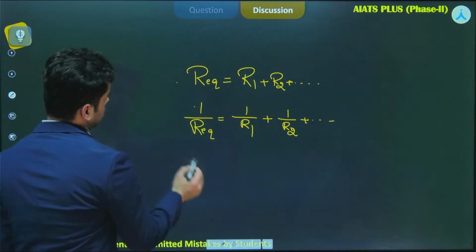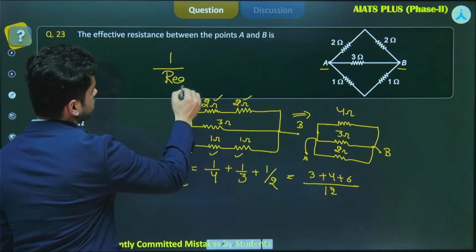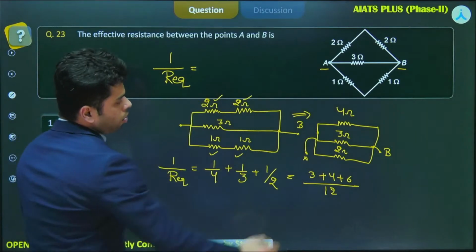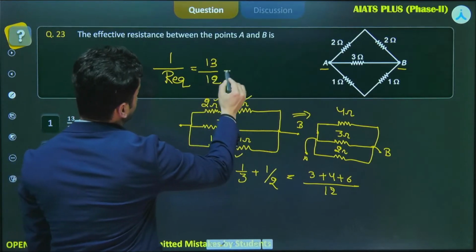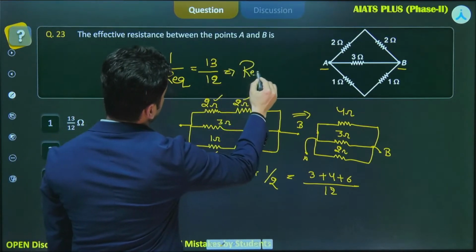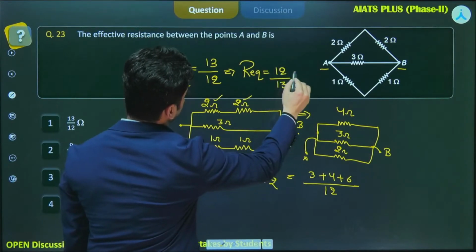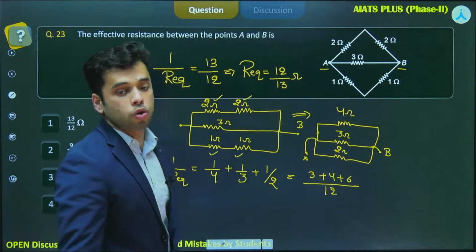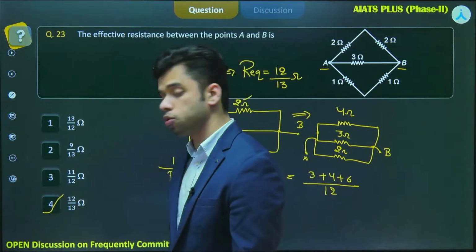Okay, so let me solve it over here. So 1 over R equivalent, as you can see, is coming out to be equal to 13 by 12, or R equivalent will be equal to 12 by 13 ohm. R equivalent is coming out to be equal to 12 by 13 ohm. And which option is correct? Option 4 should be the correct answer to this problem.